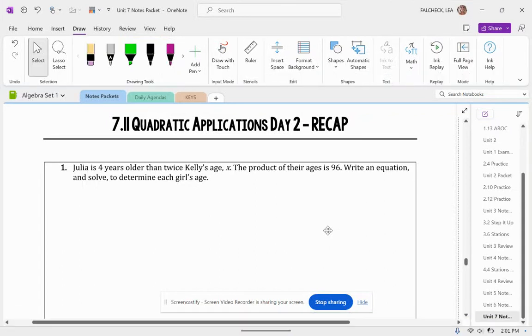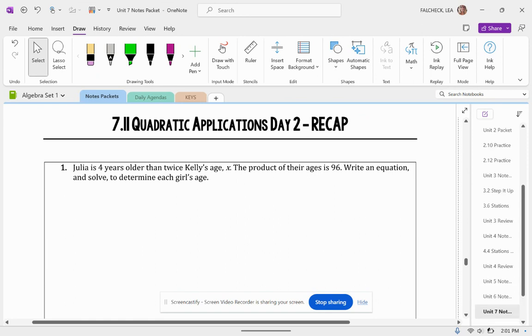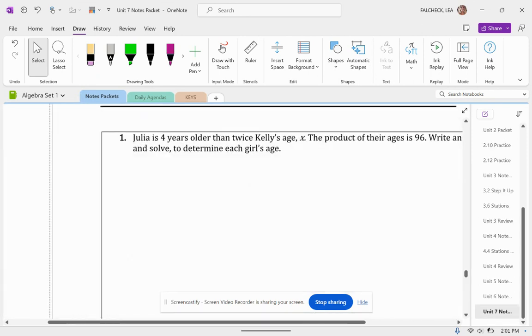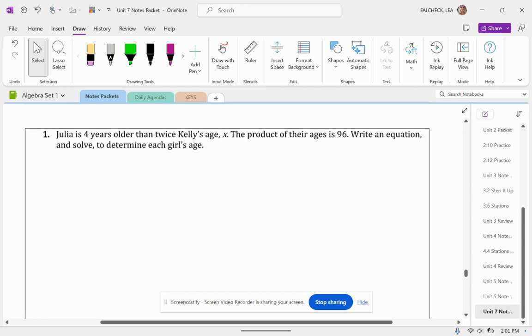All right, number one. Julia is 4 years older than twice Kelly's age. The product of their ages is 96. Write an equation and solve to determine each girl's age.